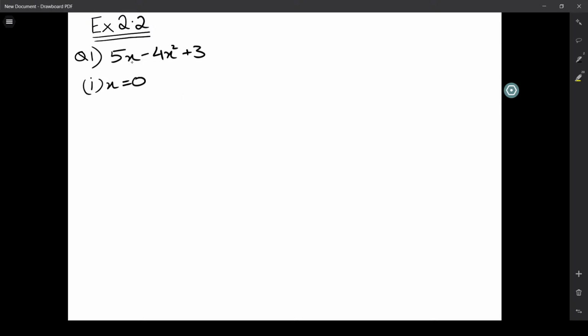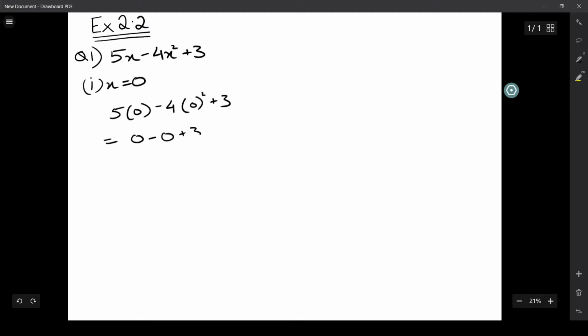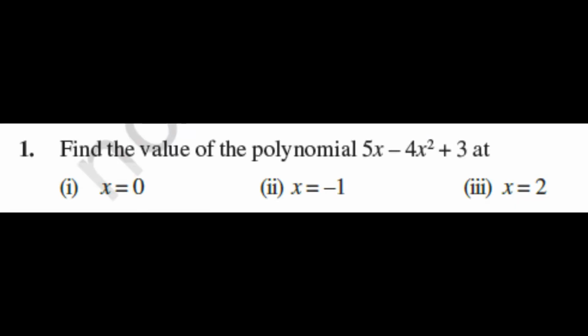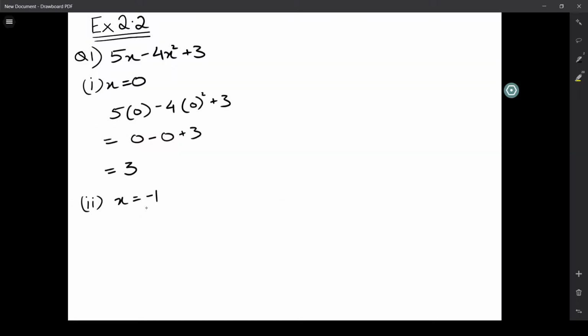So here we will replace the value of x as 0 in the above polynomial and we get 5 into 0 minus 4 into 0 square plus 3, which brings us to 0 minus 0 plus 3, which is equal to 3. The second part is find the value of the polynomial at x equal to minus 1.